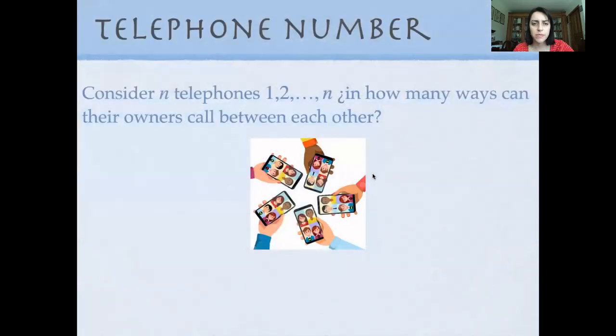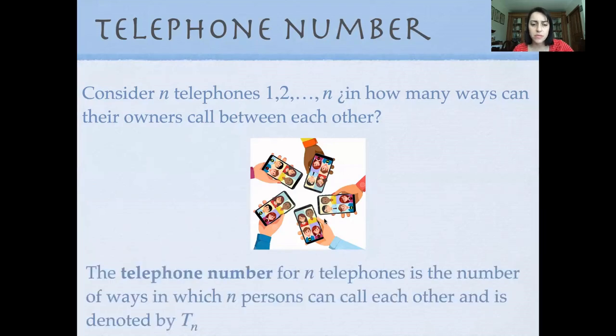Consider the following problem. We have n telephones, and we wonder in how many ways can their owners talk between each other. We are not considering group calls, only phone calls between two persons. This number is called telephone number, and will be denoted by Tn. So in this talk, we will see some ways in which we can obtain these numbers and how they are related to some other important concepts.